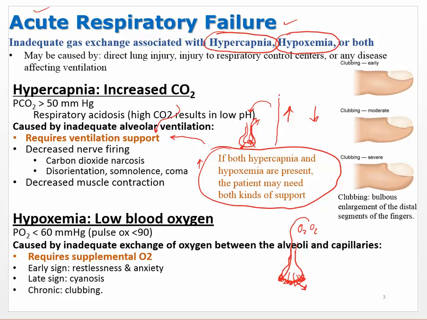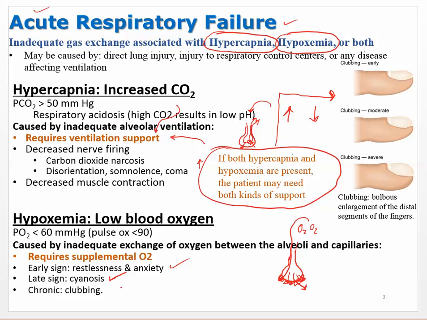Now, on the previous slide, we mentioned clubbing, and I have a picture over here of clubbing. I just kind of squeezed it in. If we look at hypoxemia down here, we can see the early sign of hypoxemia, not enough oxygen in the blood, is restlessness and anxiety, and then a later sign would be cyanosis. Okay, so that's the turning blue.